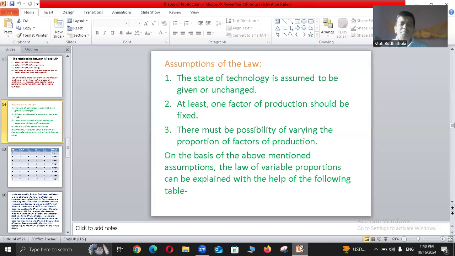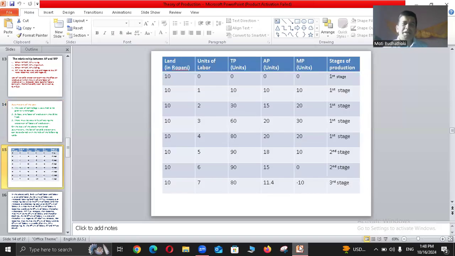On the basis of the above mentioned assumptions, the law of variable proportion can be explained with the help of the following table.